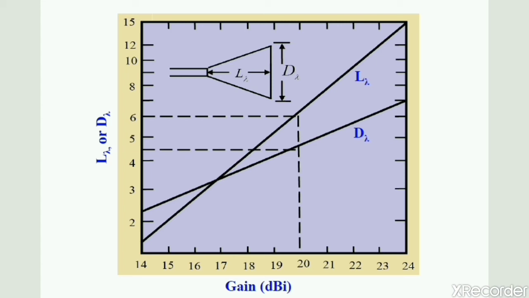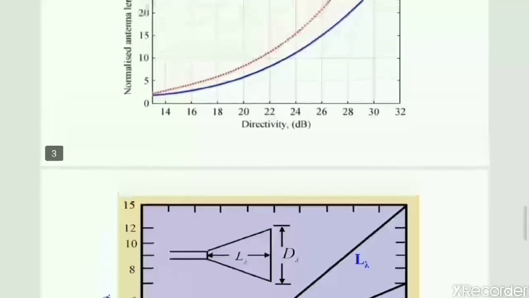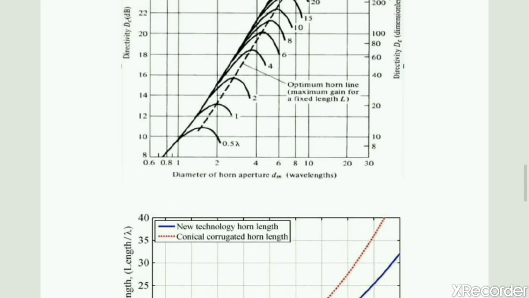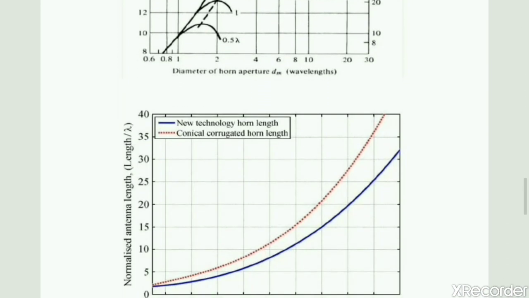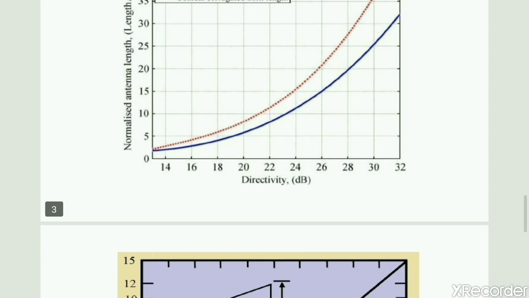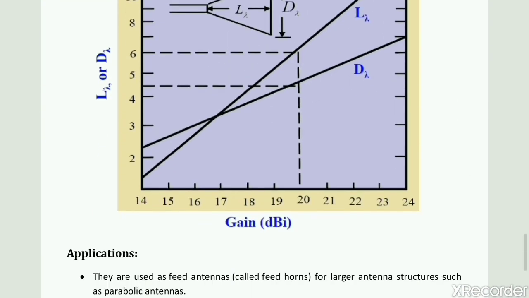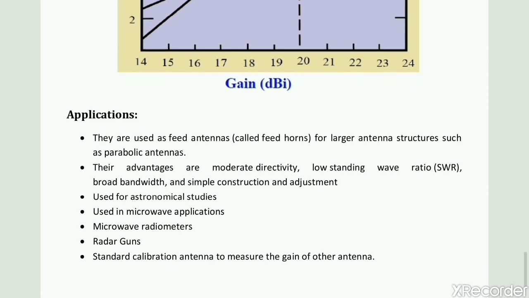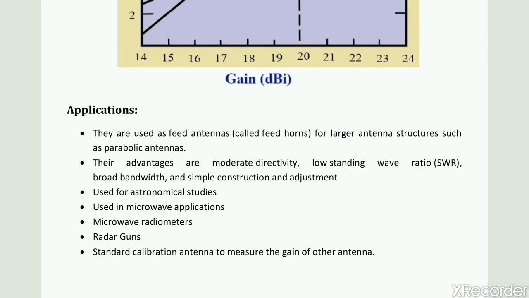So these are the basic three plots which show the relation between the length of the conical horn, and the diameter of the aperture, with respect to gain and the directivity of the conical horn antenna. Please remember, these three plots are very important, and they are very important for designing the conical horn antenna also. So we will move forward to the last part of this video, that is the application of conical horn antenna.